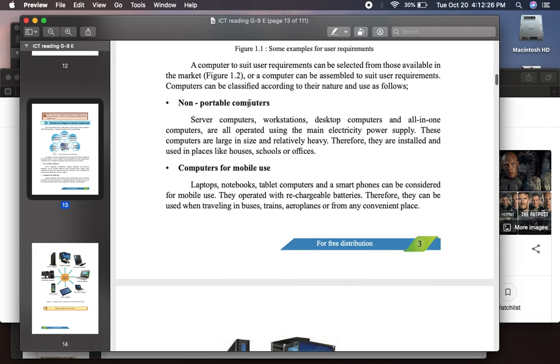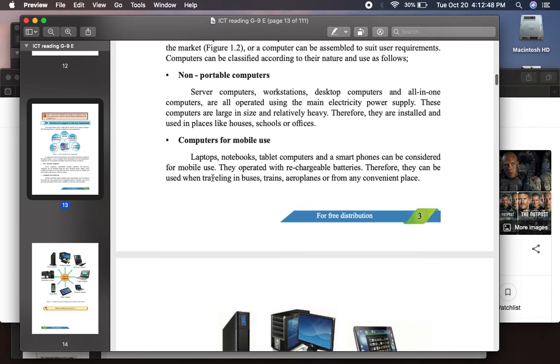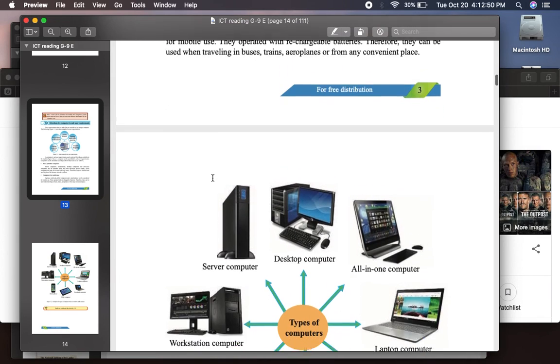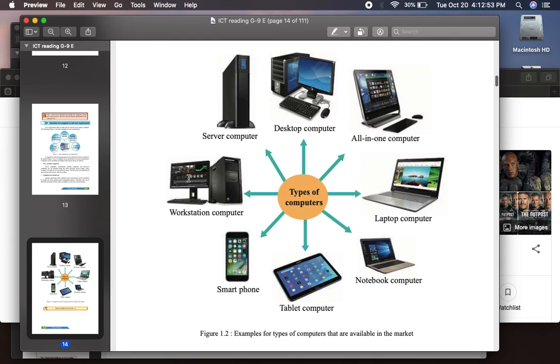And the word non-portable means that it is not portable. You can't carry them around. So those computers are relatively kept in one place and generally not moved. The second one, computers for mobile use. Before we go there, let's see what non-portable computers. Okay, so workstation computer is a non-portable computer. Server computer, non-portable again. A desktop, all-in-one computer.